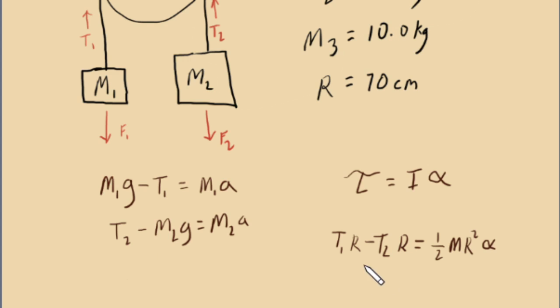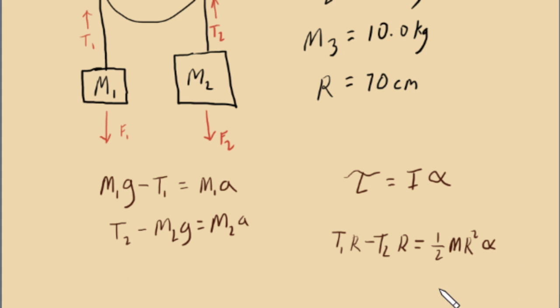So looking at our torques, we have tension 1 times the radius minus tension 2 times the radius, and then equals 1/2 mr squared. That's just our moment of inertia for a disk. And then we're multiplying that by our angular acceleration. But now we still have the problem that we don't know acceleration, we don't know tension 1, we don't know tension 2, and now we don't know our angular acceleration.